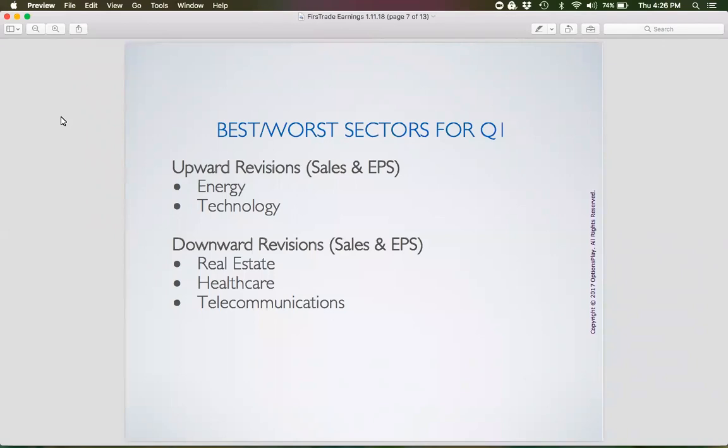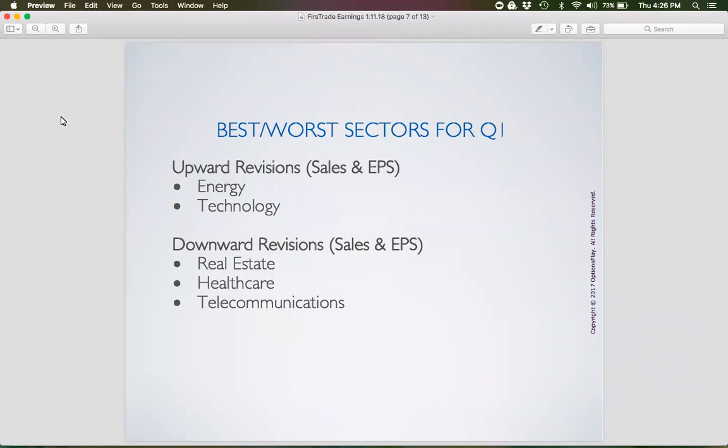On the negative side, downward revisions. These are stocks that have guided us lower on either sales or profits. We've seen this in real estate. Real estate's been hit pretty hard going into the end of last year and the beginning of this year, so we expect that trend to continue lower. Healthcare and telecommunications are also two of the sectors that have screened relatively poorly compared to the other ones going into earnings season this year.